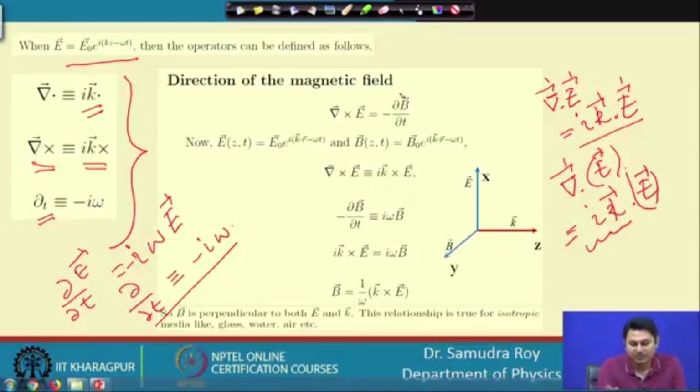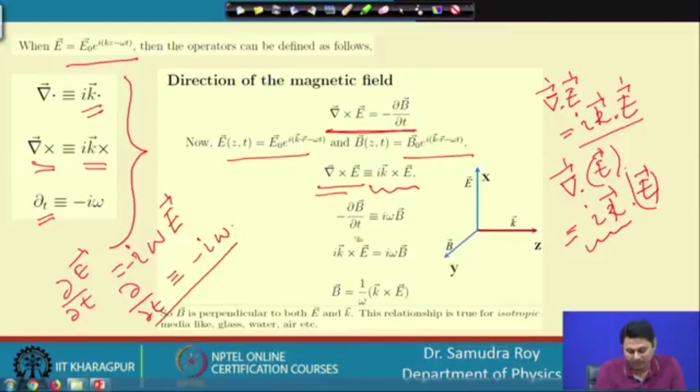So, now we try to find the direction of the magnetic field. The direction of the magnetic field can be found simply from the relationship between E and B, which is the third of Maxwell's equations. Curl cross E is minus del B del t. E has this form, B has this form, as I mentioned, this is a plane wave form. Now, curl cross E is equivalent to i k cross E. When it is equivalent to i k cross E, del t B is also equivalent to i omega B, because this operator del t is equivalent to minus i omega. So, negative sign. So, that is why this minus term is not here.